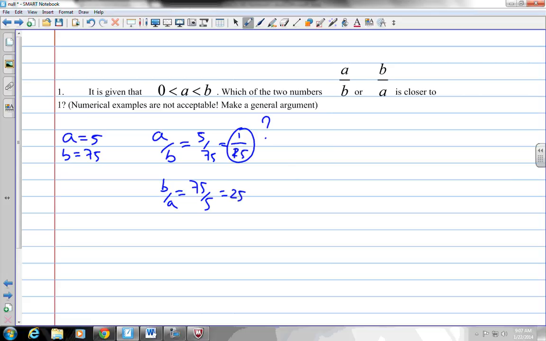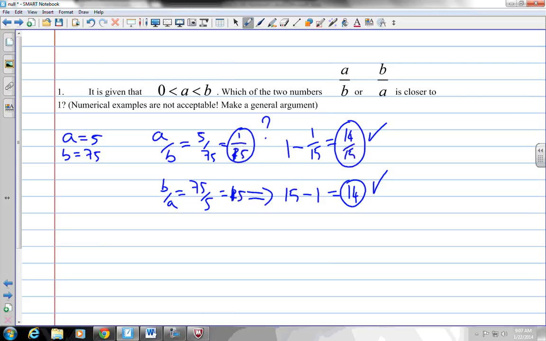Oh, yeah, 15. Sorry, not 25. But anyway, you just say, well, how close is this to 1? So you have to actually subtract this number from 1. This is the distance from this number to 1. So you go 15 minus 1, so it's 14, right? So this is the distance from 1, this is the distance from 1. Well, which one is smaller?